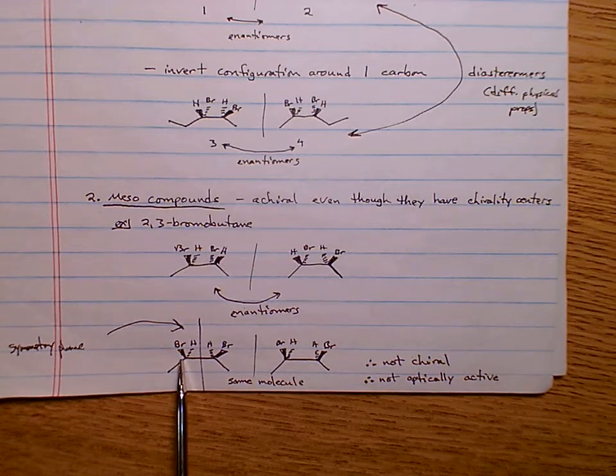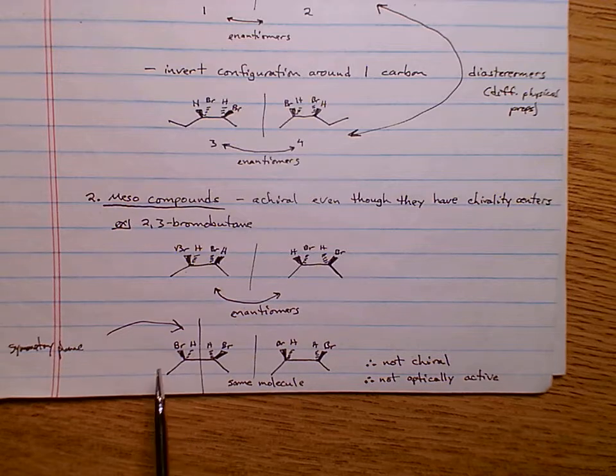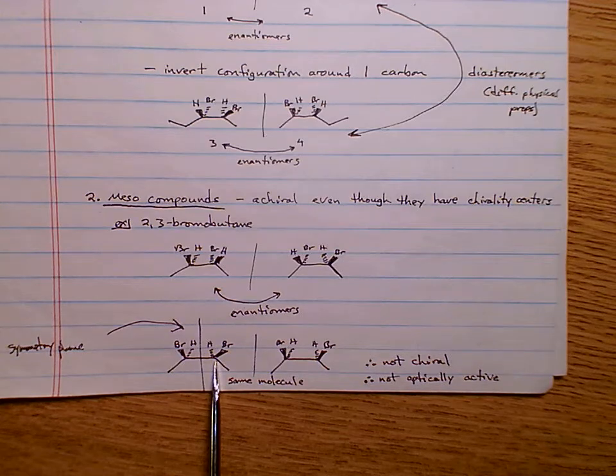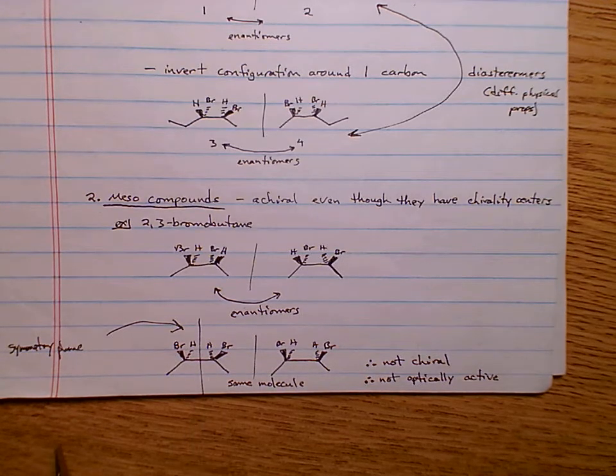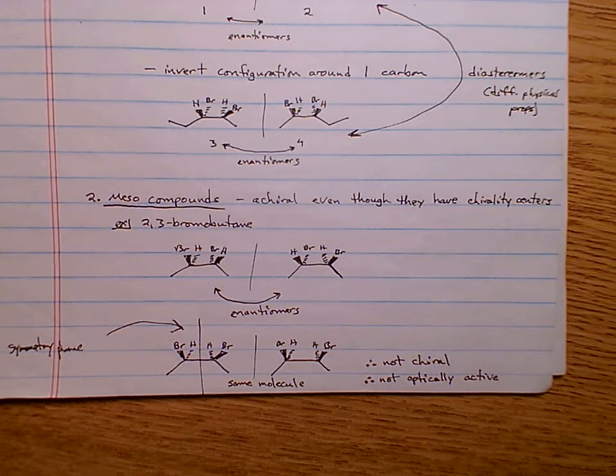Is one half of the molecule the mirror image of the other half? Is one side the mirror image of the other side? If you see in your molecule one side is a mirror image of the other side of the molecule, that means you have a meso compound, and it's not optically active. It is not chiral, even though it has chiral carbons. So that's the thing to look for in meso compounds, a mirror plane of symmetry within the molecule.